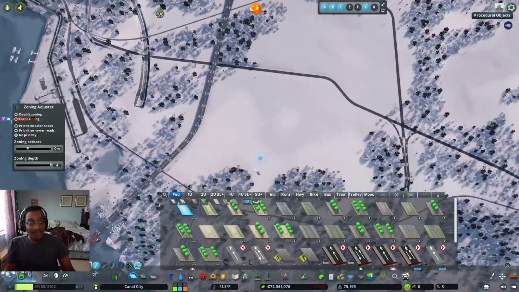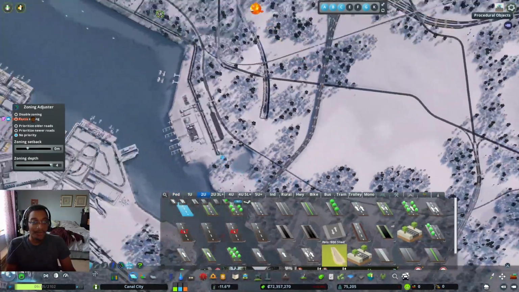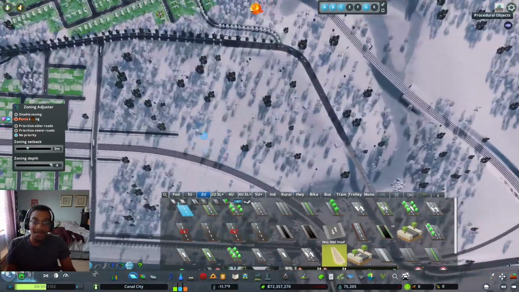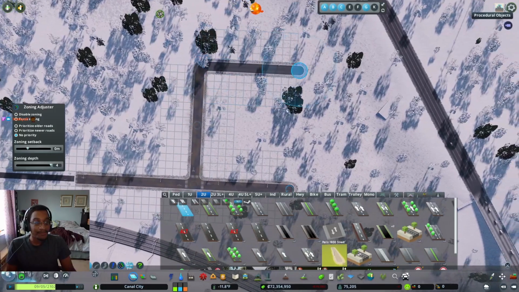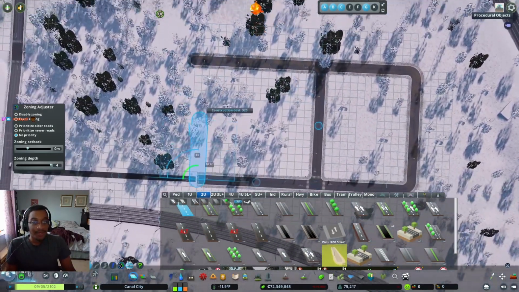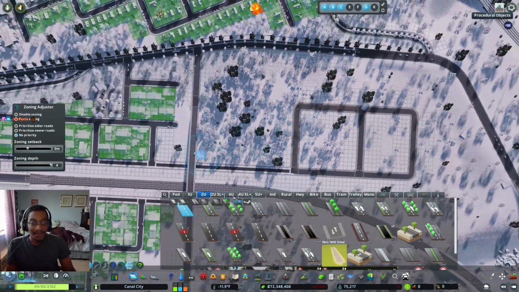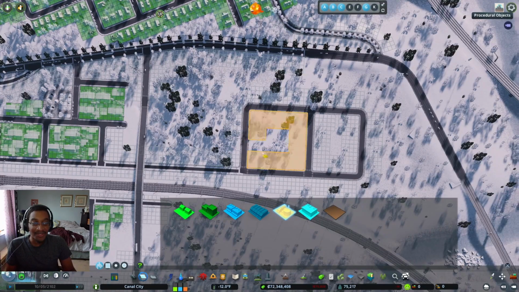Let's try to build a small area, just for the fun, I guess. It's actually connected to something so I can see them spawn. I'll erase them later, but let's build this here. So you built your industry away from your residential, which is good. Keep it about this distance away.